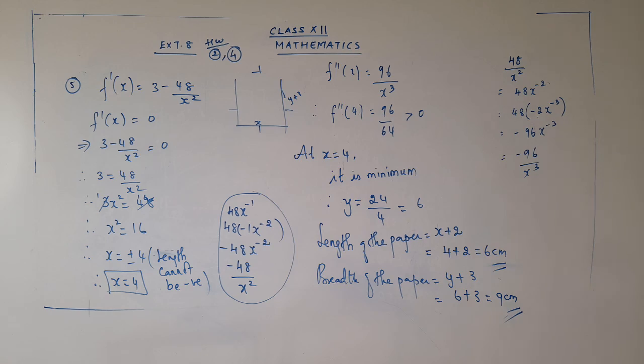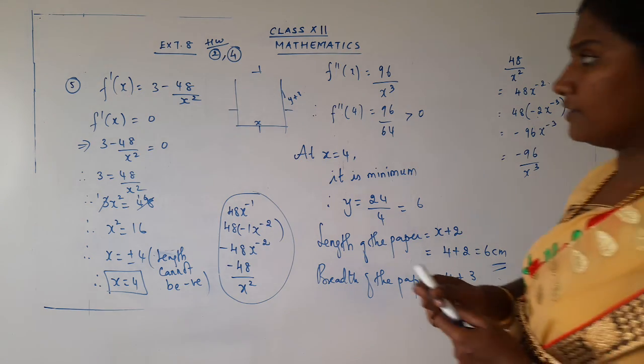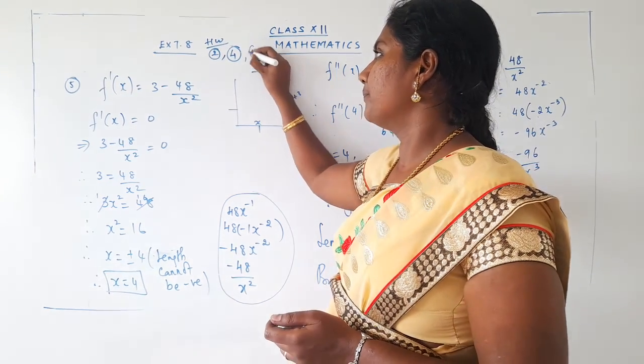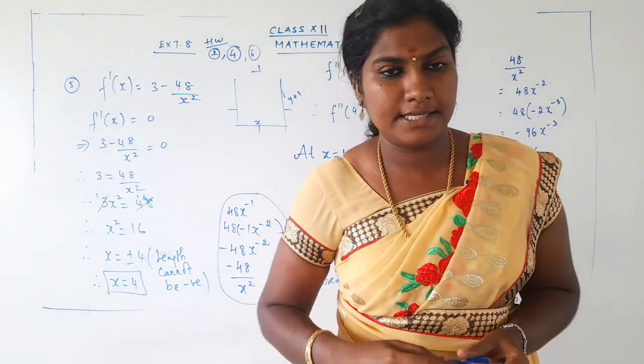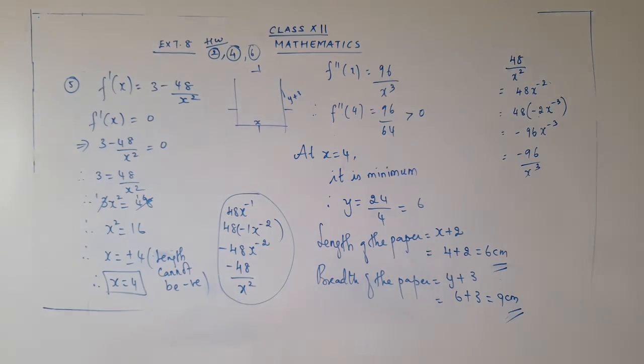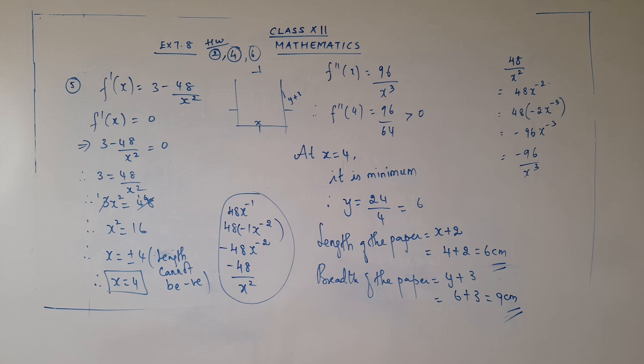So this was our sum number 5, and you have one more sum for homework. It is sum number 6. You are going to complete sum number 6 as your homework. So we have completed till sum number 5, and I have given you sum number 6 as homework. And we have some more sums in exercise 7.8, which will be continued in the next class.